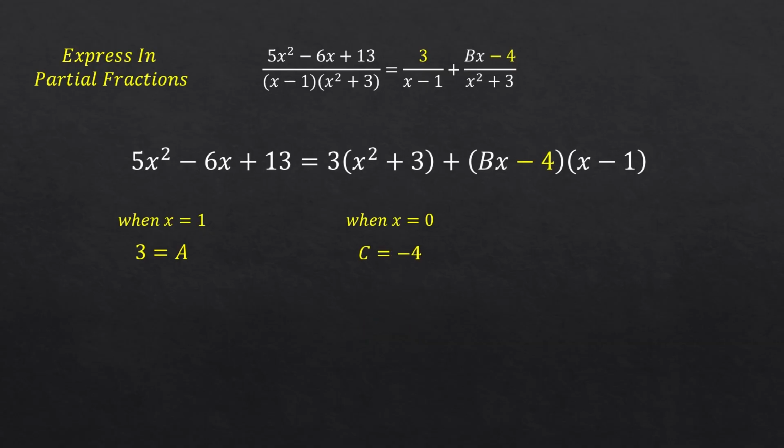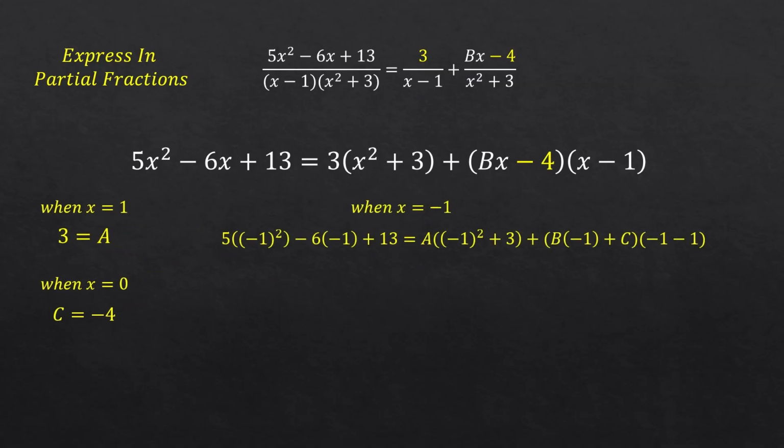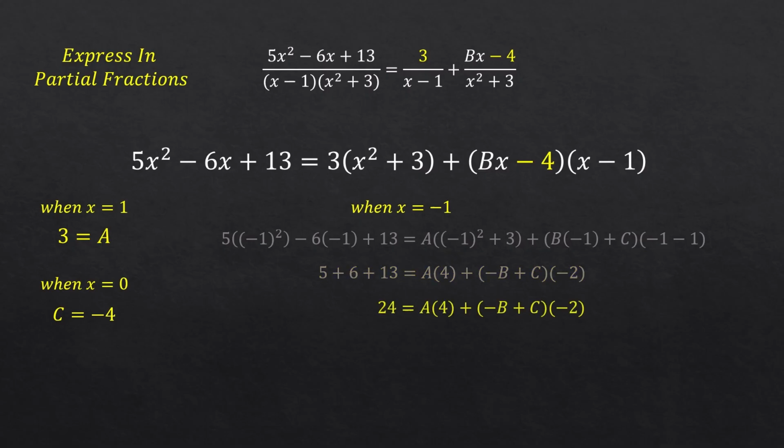Now we want the b variable. We want x to be something that won't make the b variable disappear and isn't so big to calculate. I will choose x equals -1. We have already got the a and c values, so this is just a simple calculation to get the b value.